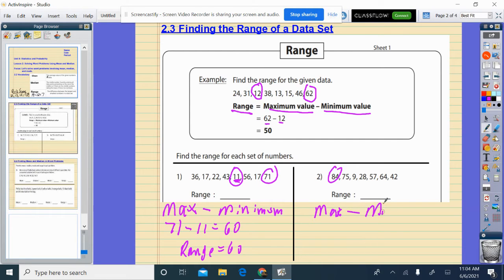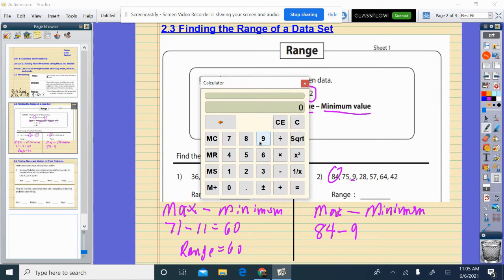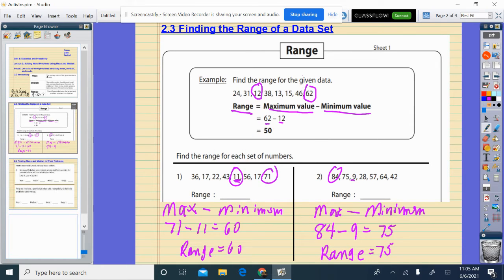And then minus the minimum. What's the smallest? It looks like 9 is the minimum. So 84 minus 9. I'm going to get my calculator out to help with that one. 84 minus 9 equals 75. So the range for this one is going to be 75. Again, it just depends upon how you interpret that data, what that range would tell you.